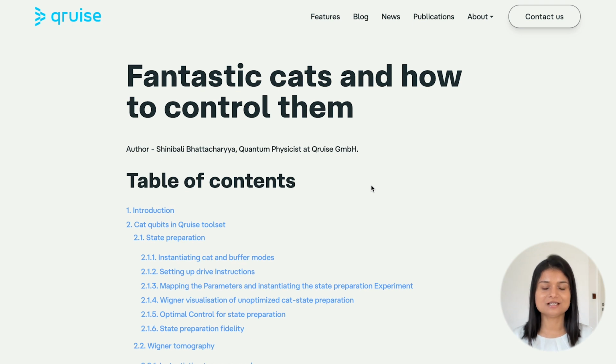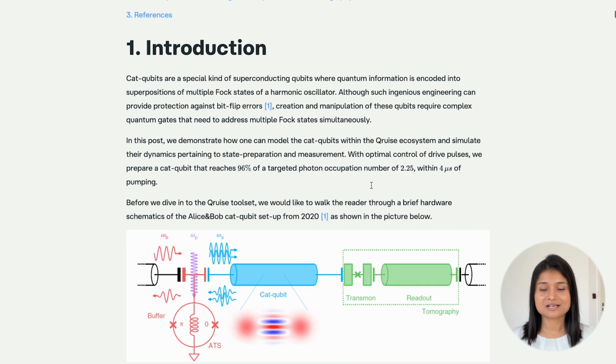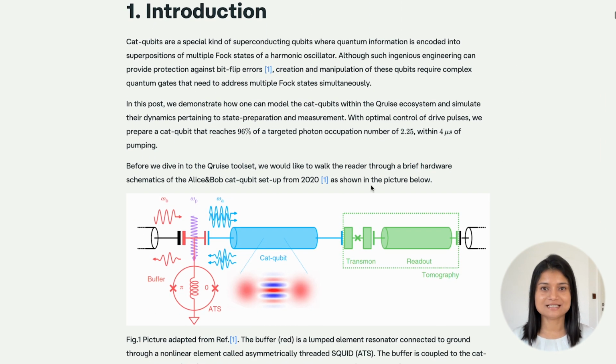In this video, I'll walk you through the usage of Cruise toolset for optimally controlled state preparation of cat qubits. For starters, let me explain what cat qubits are. These are special kinds of superconducting qubits that have biased errors and are claimed to reduce the resource overhead for implementation of surface codes in the era of fault-tolerant quantum computing.